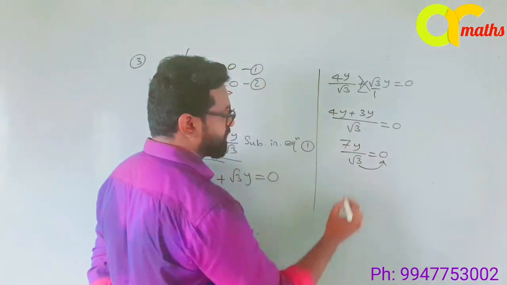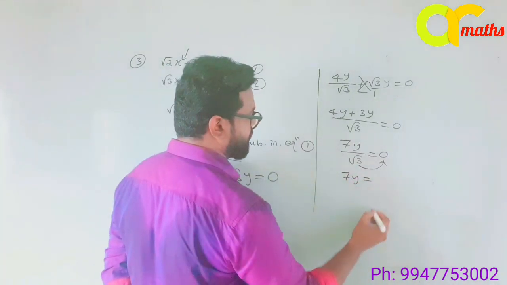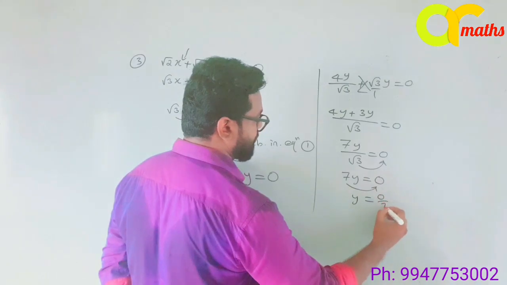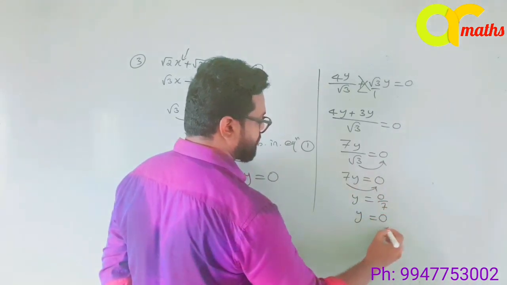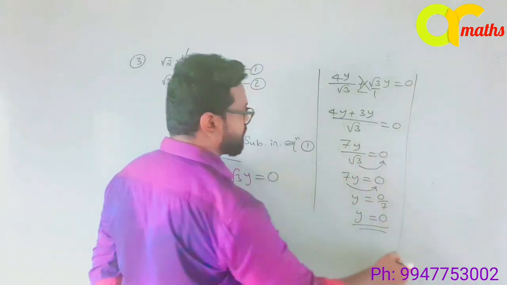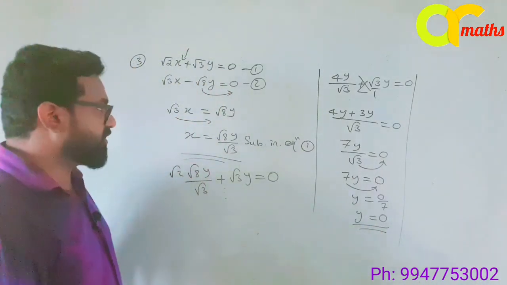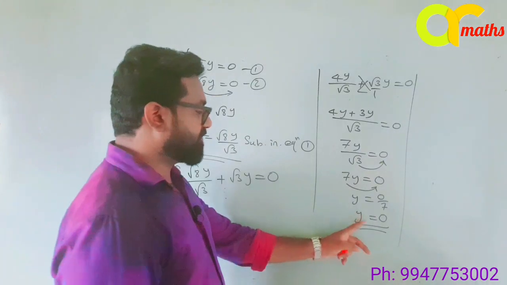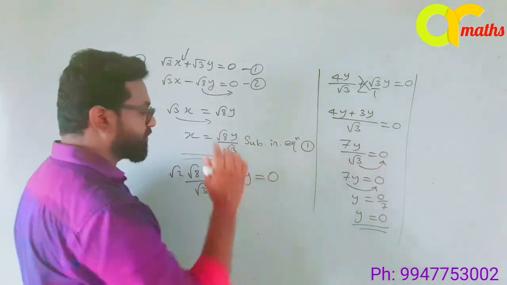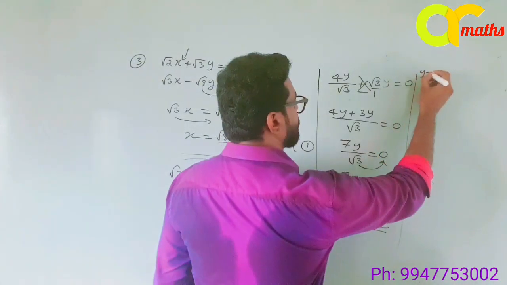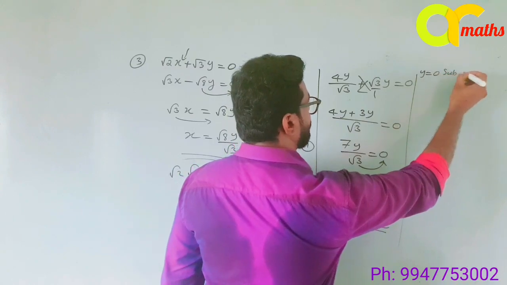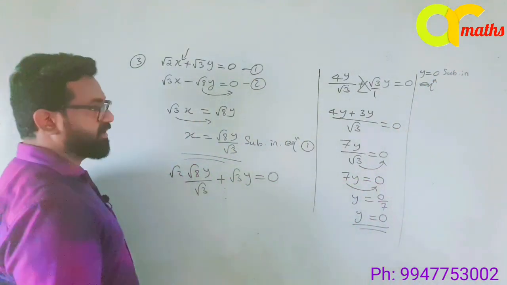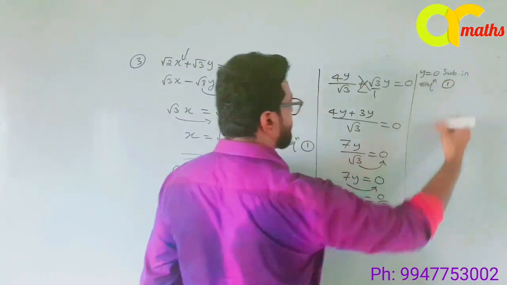Then what is the value? 7y equal to root 3 into 0, 0. Then y equal to 0 divided by 7. So y equal to 0. So you got the value of y is 0. How to find the value of x? Just substitute the value of y in any equation, equation 1 or 2. So I am substituting in the first equation.